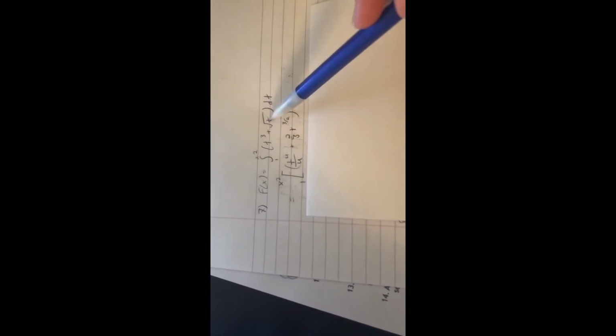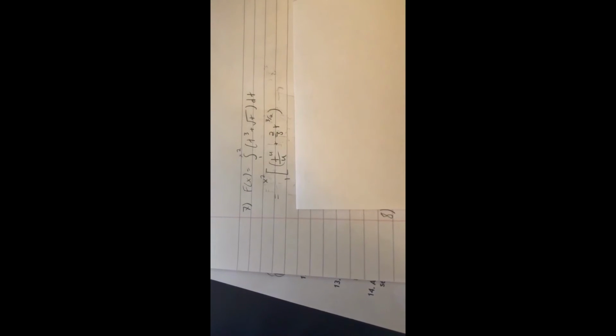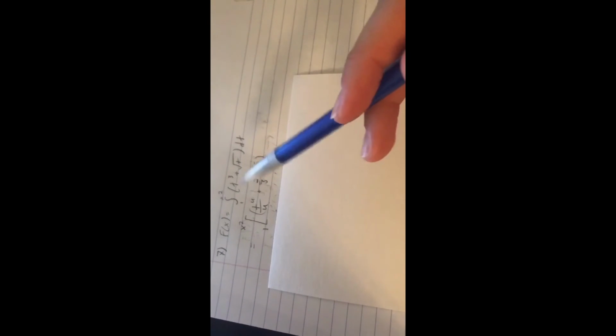So they give you the integral of t cubed plus root t dt from 1 to x squared. And so you have to solve this integral. And so this is the antiderivative of this from the same bounds, 1 to x squared. And then you plug in x squared. So after you plug in x squared and 1 to these, it should look like this.